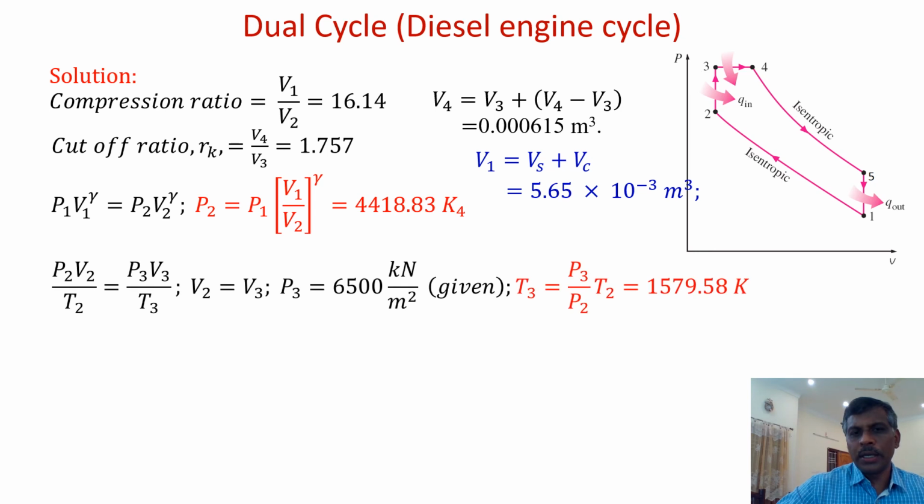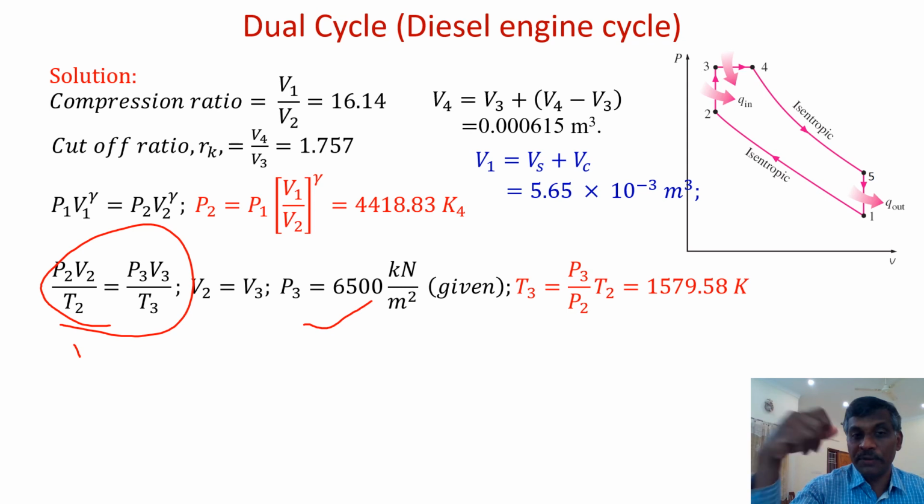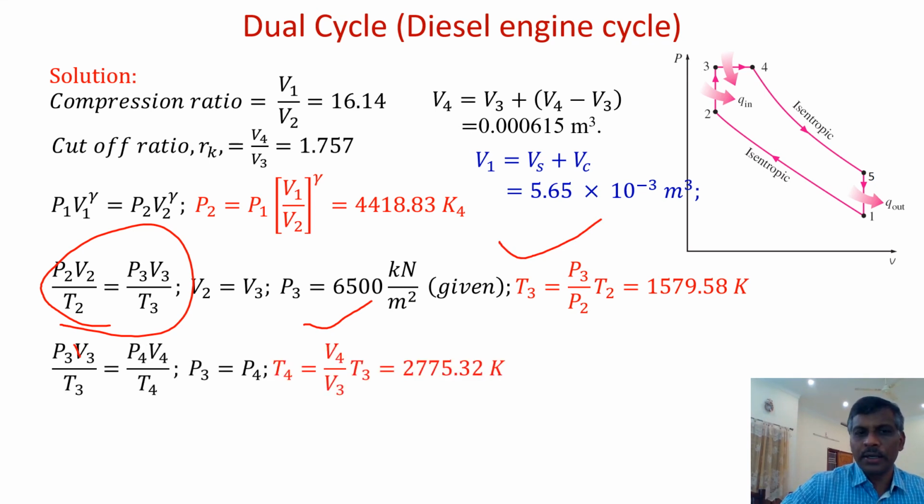Once you have calculated P2 and the other things, let us move to process 2 to 3. We take 2 to 3, V2 equal to V3, then you can calculate the value of P3 straight away. P3 is given data, they have given the maximum pressure, which is equal to P4 also. Once the given data is applied, you can calculate the value of T3. Then move on to process 3 to 4. Apply P3 equal to P4, which cancels, then you can calculate T4 straight away.